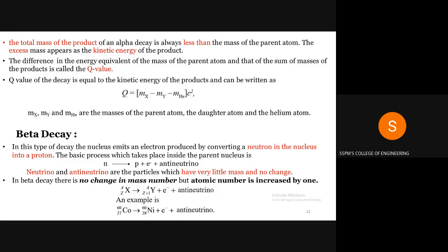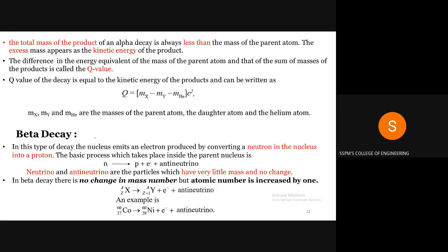Okay, so mX, mY, and mHe are the masses of the parent atom, the daughter atom, and the helium atom. Because during the alpha decay process, one helium atom in the form of 2He4 is going to be emitted. So we have to consider the mass of the helium atom, the mass of the daughter atom, and the mass of the parent atom. So that will provide you the Q value. Okay.